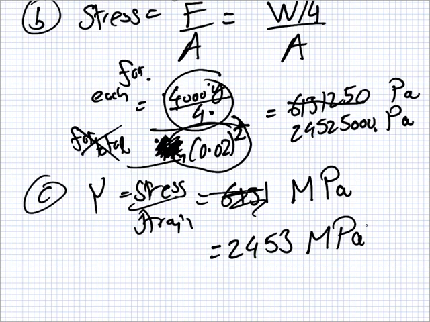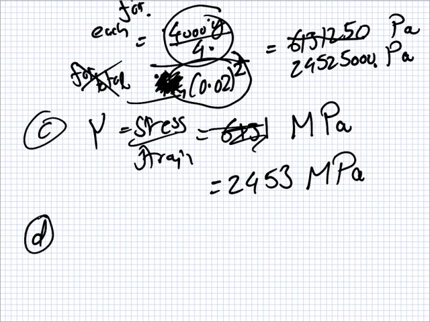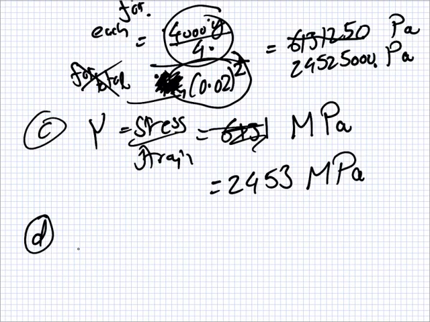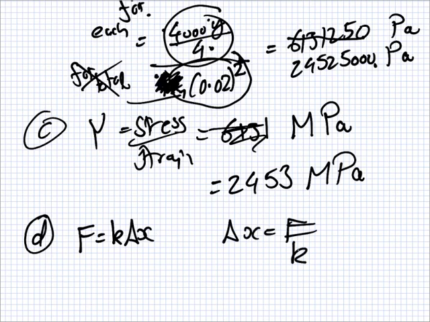Okay, last part D. What is the extension if I put on an extra 1000? So you have F equals k delta x, so delta x equals F over k. Do we know the F? Yes, it's going to be 5000 g over k. Do we know the k? No. But we can get it because we know Young's modulus.